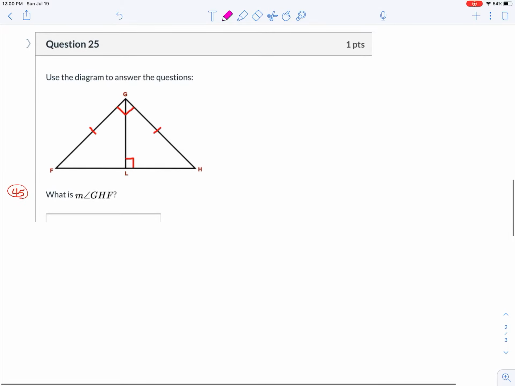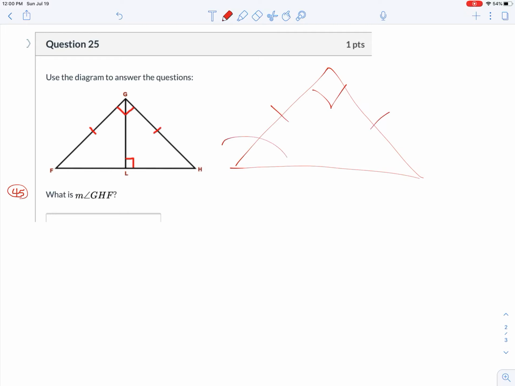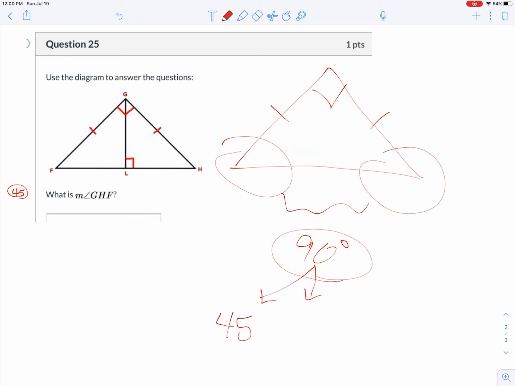Now, number 25, you can stare at for a while, and then eventually it will start to reveal its secrets to you, because you've got to think back to some properties of isosceles triangles. If this is an isosceles triangle, moreover, it is an isosceles right triangle. So these two angles here must make 90. Because isosceles triangles' base angles are congruent, those two angles are congruent, 45 degrees. So GHF is 45.